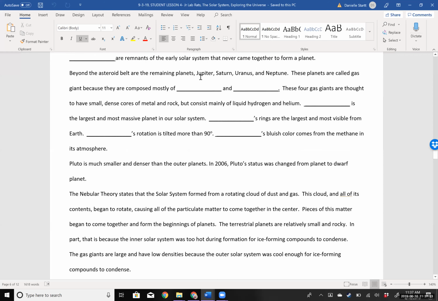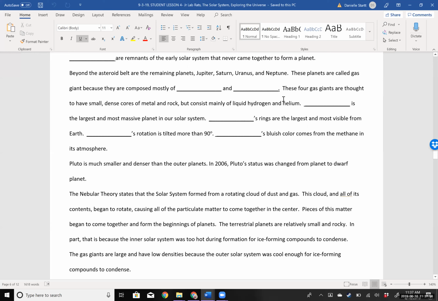belt are the remaining planets: Jupiter, Saturn, Uranus, that's pronounced Uranus, I know everybody wants to say Uranus, and Neptune, okay? These planets are called gas giants because they are composed mostly of blank and blank. I wonder. So you've got Jupiter, Saturn, Uranus, and Neptune. They're called gas giants because they're composed mostly of blank and blank. Okay, now you can Google that and see what answer you get. Gas giants are composed mostly of, right?